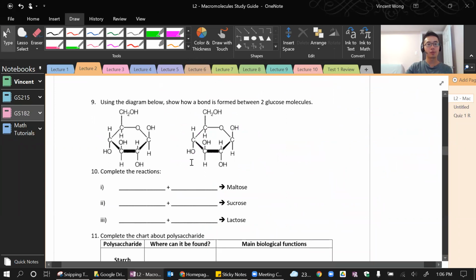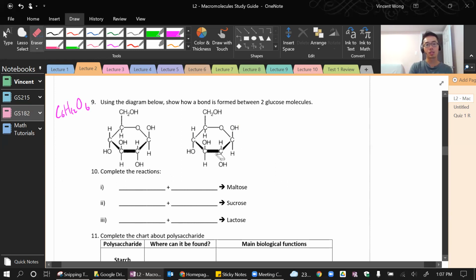Okay, so here we have two pictures. They are both glucose. You do not have to memorize the structure of any of these. I will never show you a picture and ask you what molecules you're looking at. But I will use the diagram to show you how a bond is formed. So here we have one glucose, right? If you count carbons and everything, it will work out to be C6H12O6.